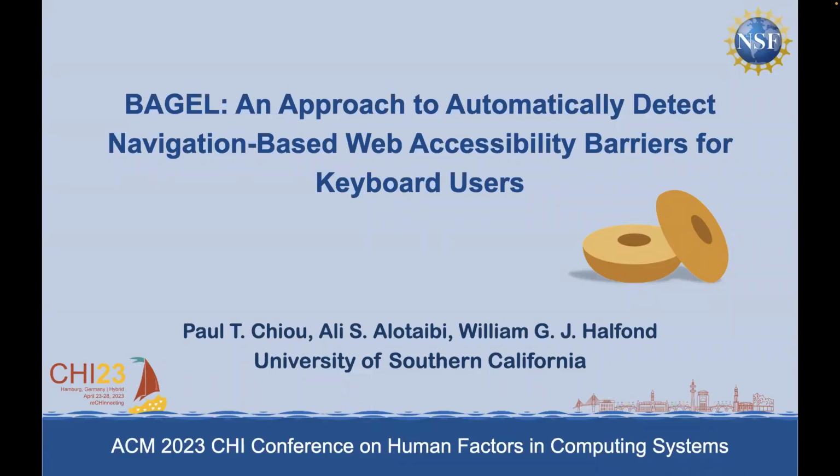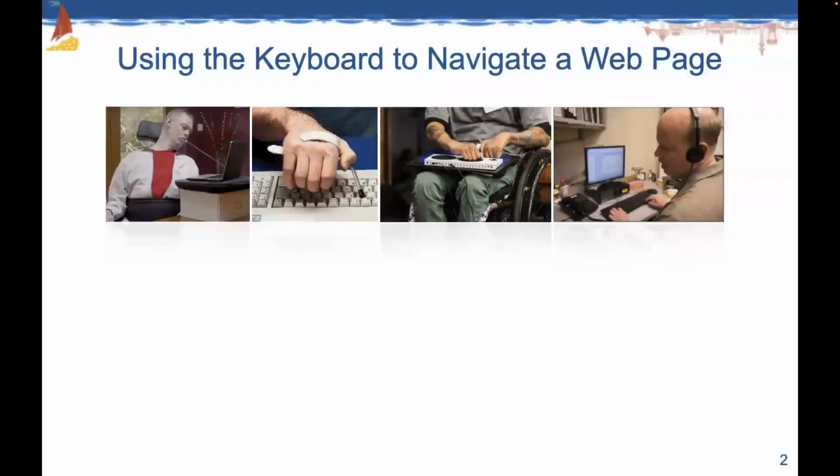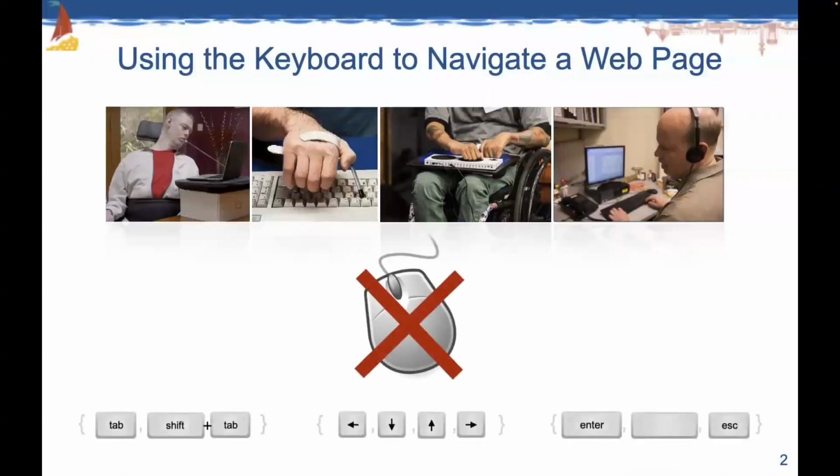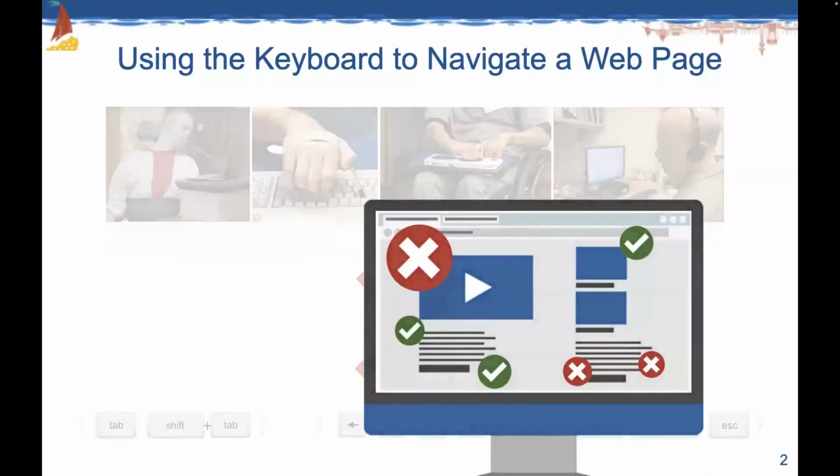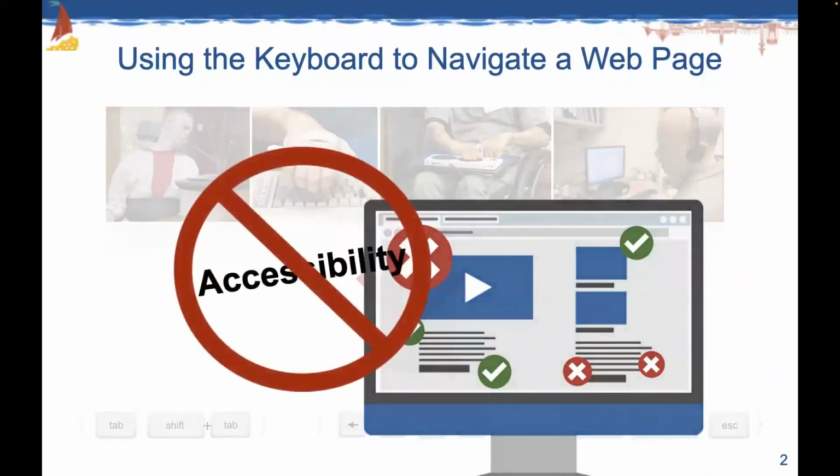Welcome. Today I will be presenting our research on BAGEL, an approach to automatically detect navigation-based web accessibility barriers for keyboard users. Many people with disabilities rely on the keyboard interface to access the web. However, many web pages today are not designed or implemented in a way that is accessible to keyboard users.